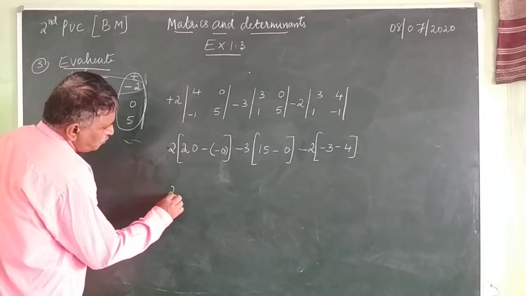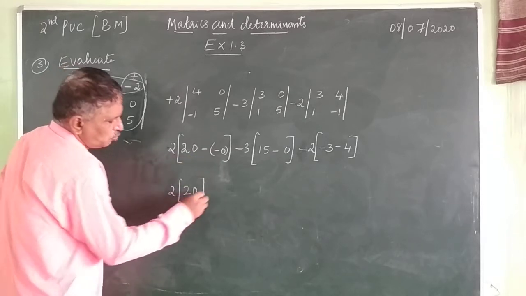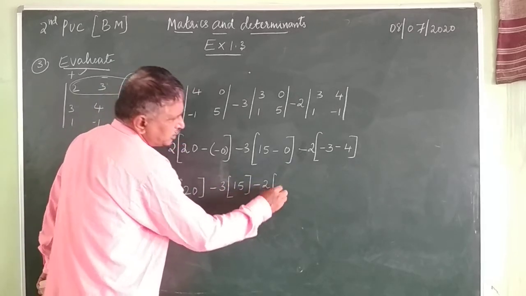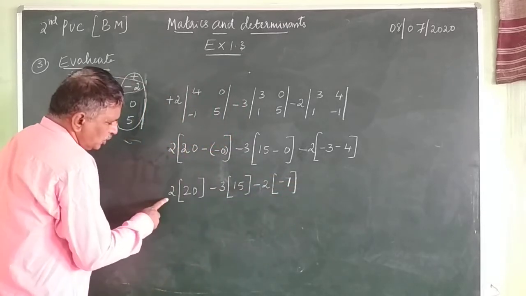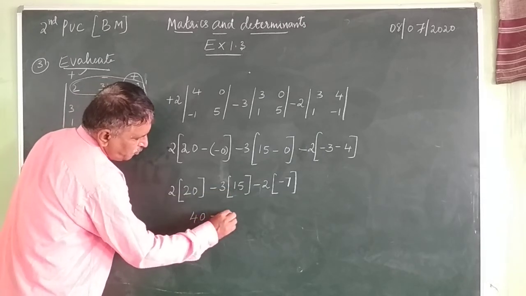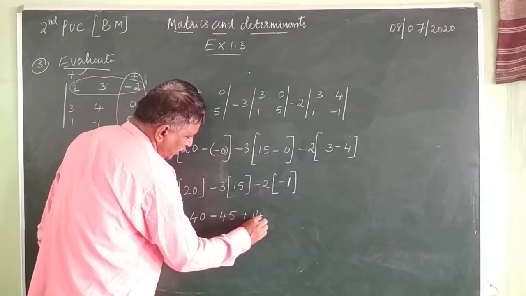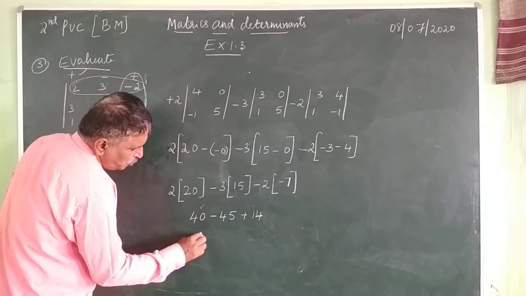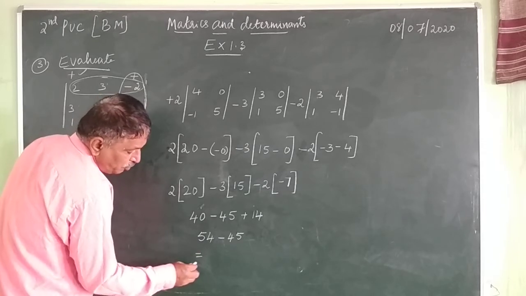So we'll get 20, minus into minus plus. If you want, you can write 0, otherwise no need. Minus 3, 15, minus 2. Yesterday I told you, both are of same sign: you add 7, write the greater number's sign, minus. So 2 into 20, 40. Minus into plus, minus 45. Minus into minus, plus 2 7 times, 14. If I add these two, because this is positive and this is positive, both will give you 54. Minus 45. So its value is 9.